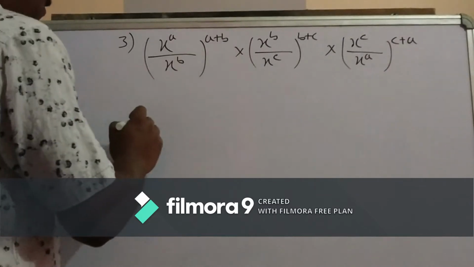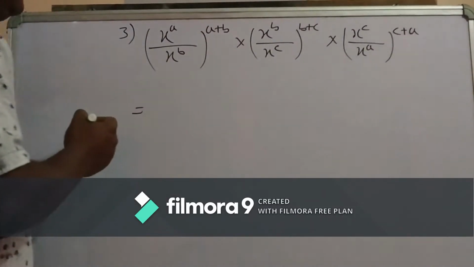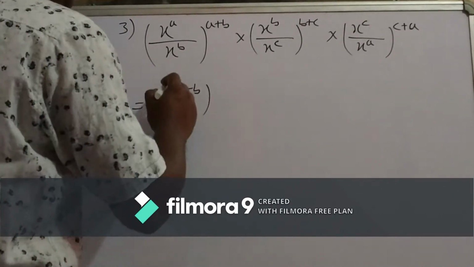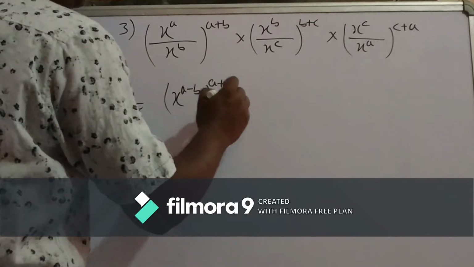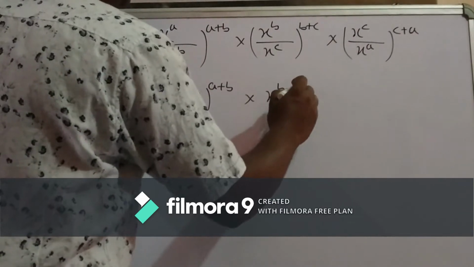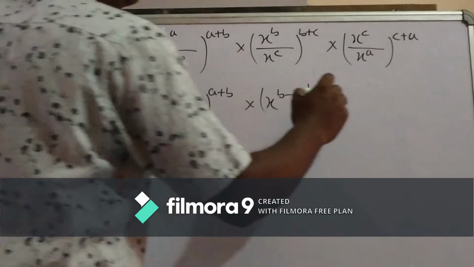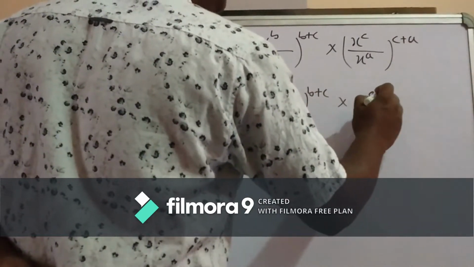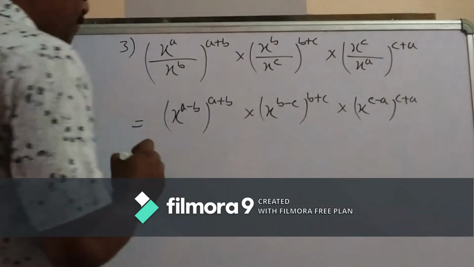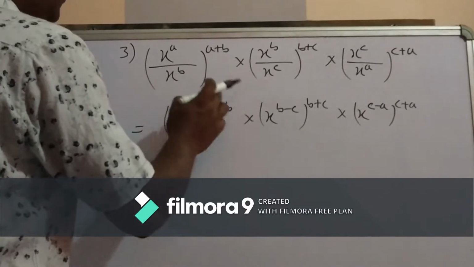So first it is divided. So if it is divided, the power we have to subtract. So x to the power a minus b, to the power a plus b, into x to the power b minus c, to the power b plus c, into x to the power c minus a, to the power c plus a. So it becomes power to the power.